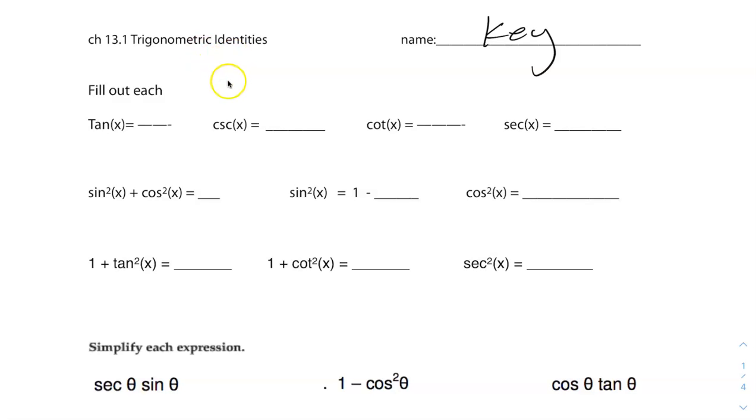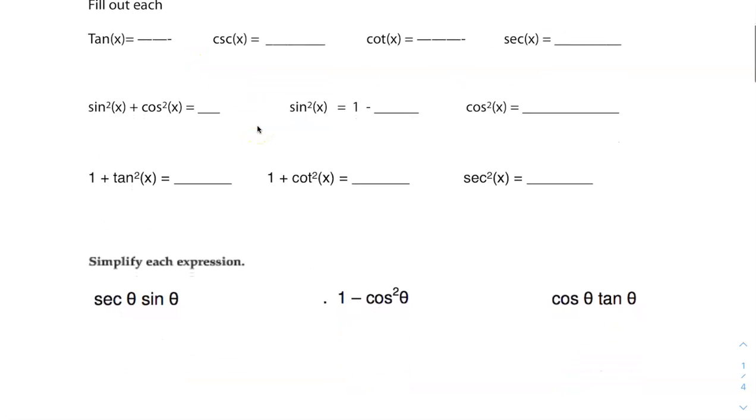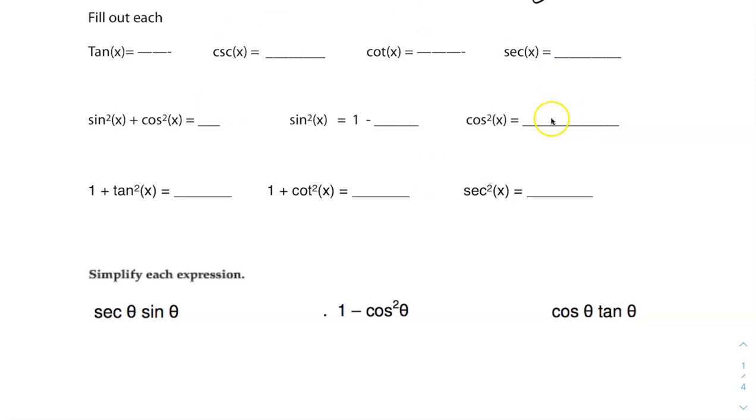So we're going to do 13.1 trig identities. Let's go through the worksheet. Now this first part here is just us, just a way for us to help memorize all the different trig identities.